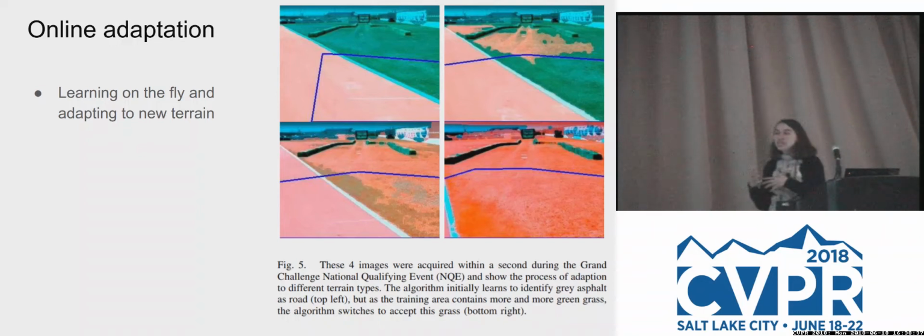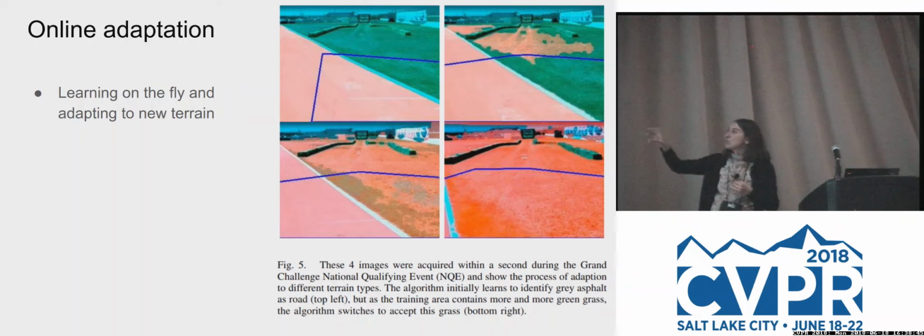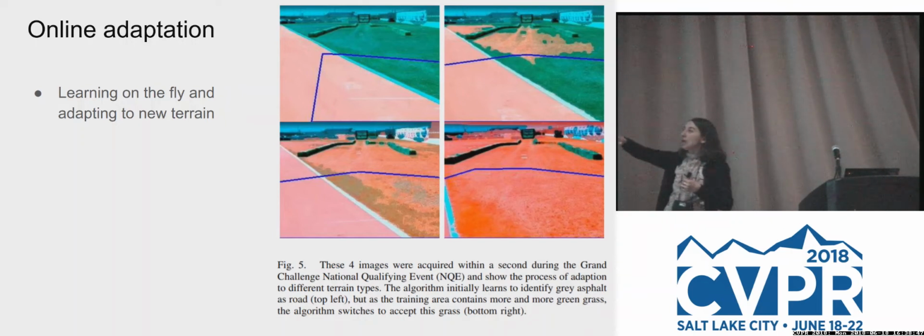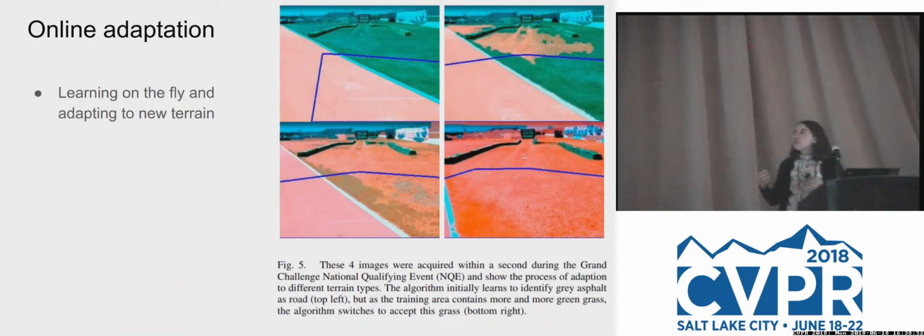But then, because later they were supposed to drive on this grassy area, that's the bottom row, they now figure out that it is also traversable. Now the algorithm, in the top row, they still think that grass is not traversable, but then in the bottom row, now they know that it is traversable. So it had learned online.